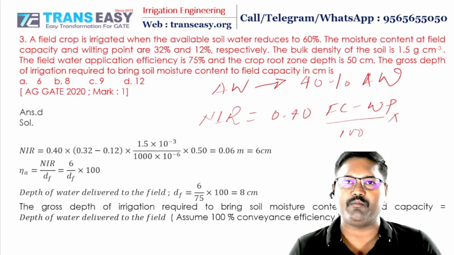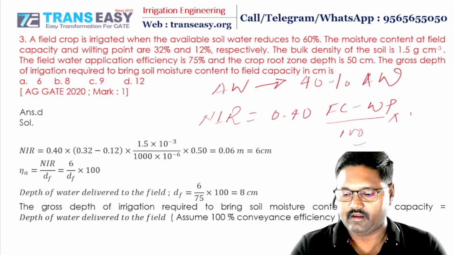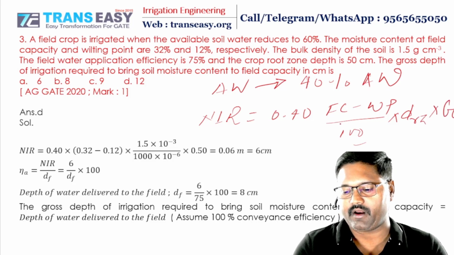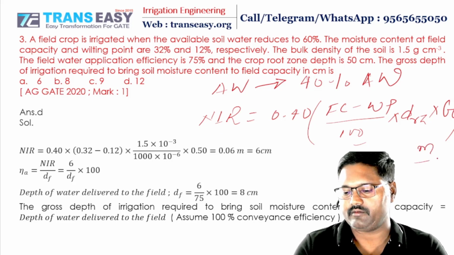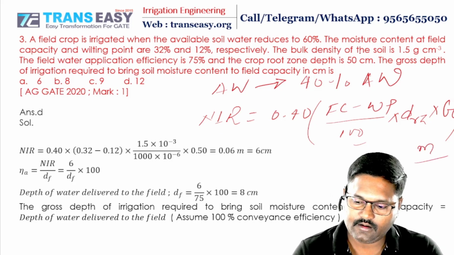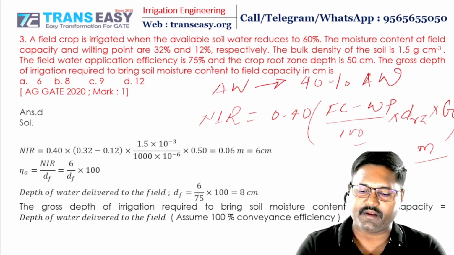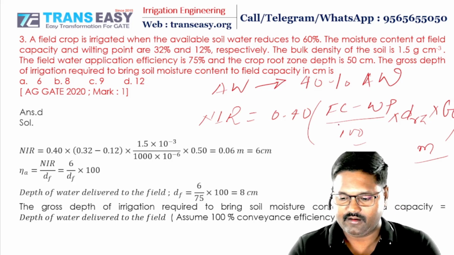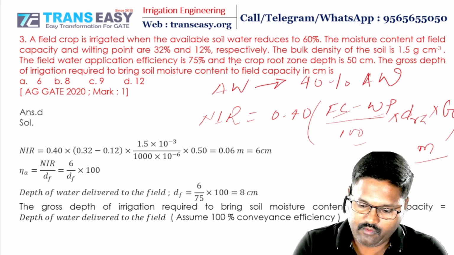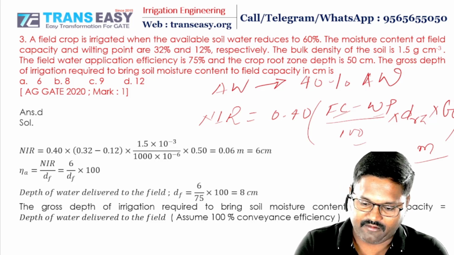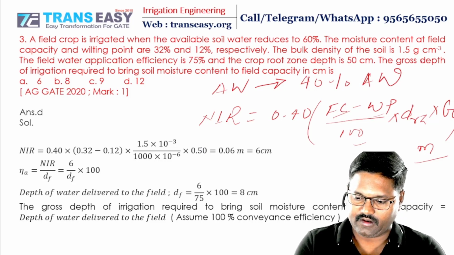If field capacity and wilting point are given in percent on weight basis, then we divide by 100, times depth of root zone, times apparent specific gravity. This is net irrigation requirement in meter, right? The moisture content at the field capacity and wilting point are 32% and 12% respectively. Field capacity and wilting point are given, right? The bulk density of the soil is 1.5 gram per centimeter cube.